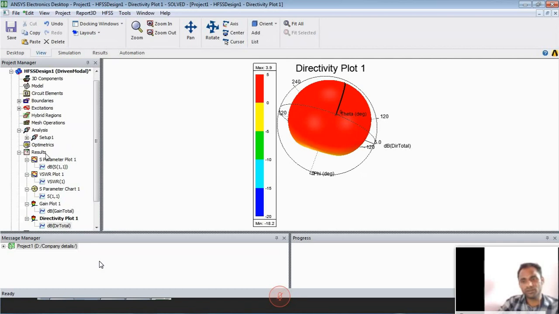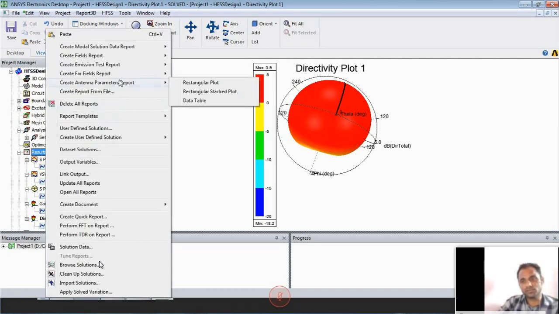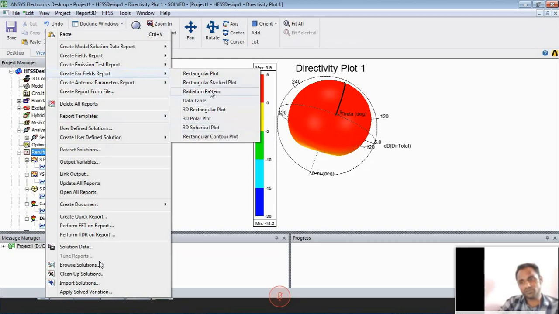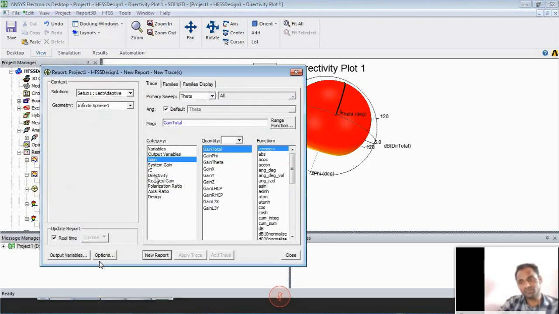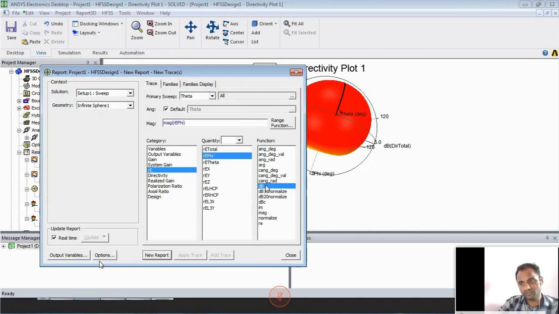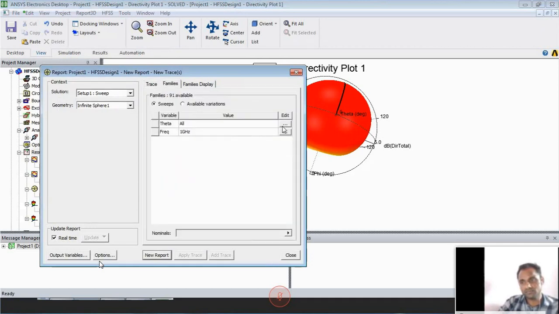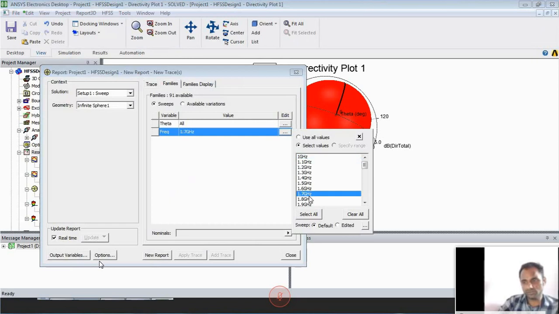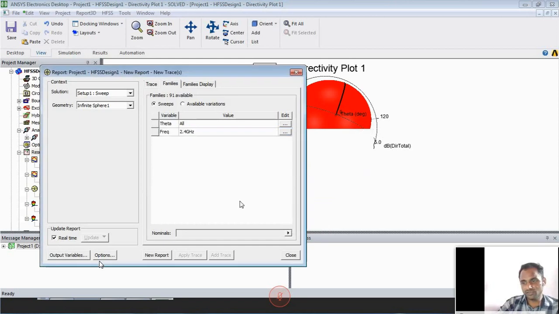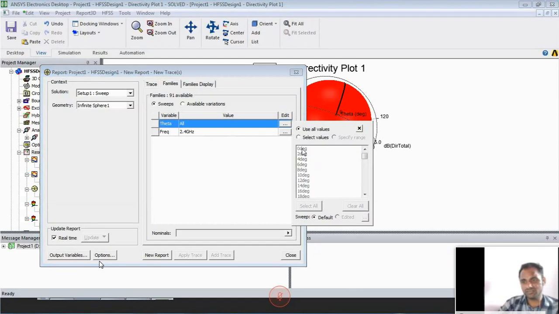So again, go for results, right click on it, then go for create far field report. In the far field report, select radiation pattern here. In that radiation pattern, we select, sorry, select RE, the real part of the emitted field. So first select RE and go for dB, then change the primary sweep to phi. Then you select the frequency here also. So 2.45 is our frequency. So I'm selecting 2.4. And the theta angle, the first angle, is 0.